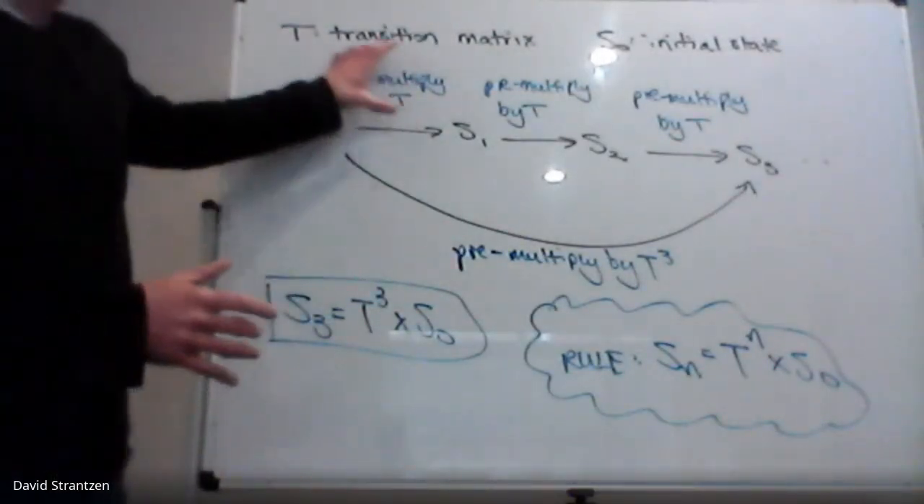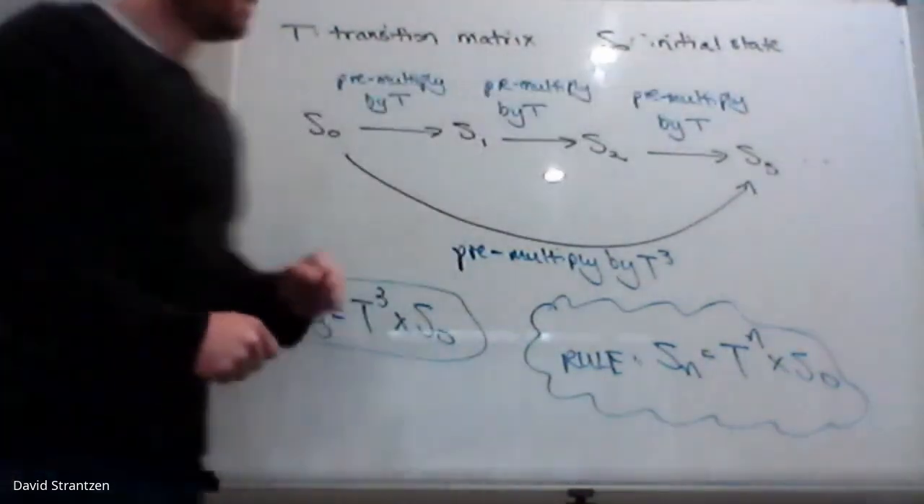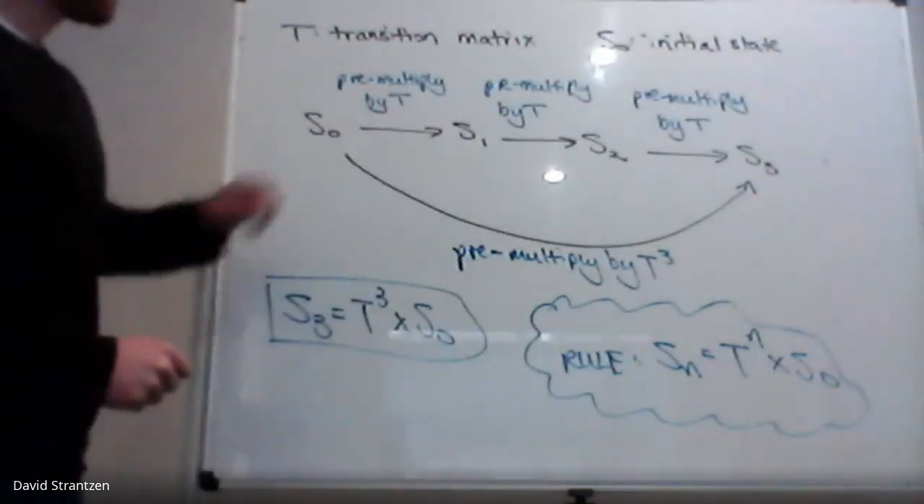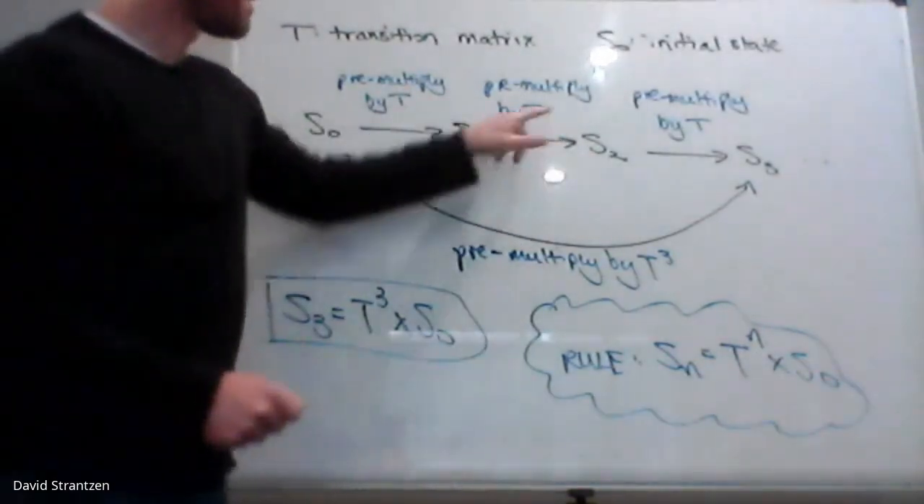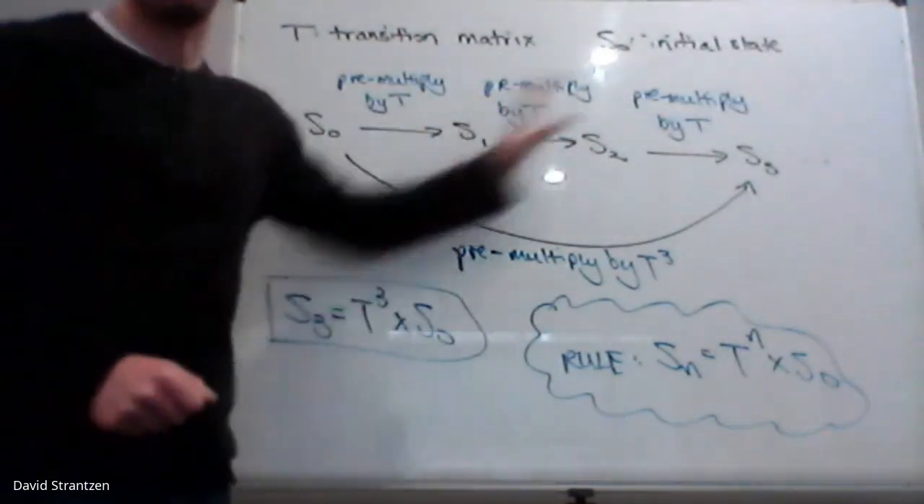In each case, we pre-multiply by T. So if I want to get from S0 to S1, I do T times S0 and that will get me S1. To get from S1 to S2, T times S1 gives me S2 and so on.